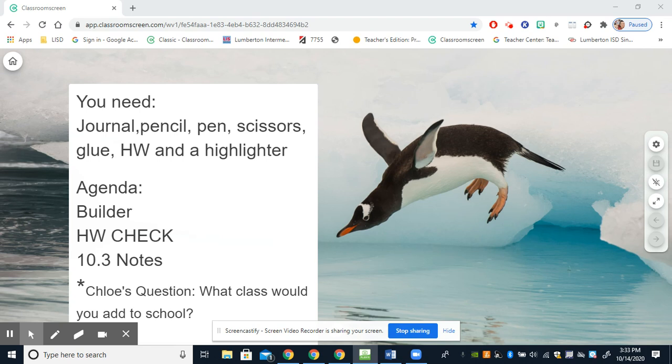Today's 10-14-2020. Okay, order of operations is kind of like making a cake. It's following a recipe. You have to go in a certain order in order for it to turn out right. You have to follow the directions. And when we do order of operations, our directions is PEMDAS.